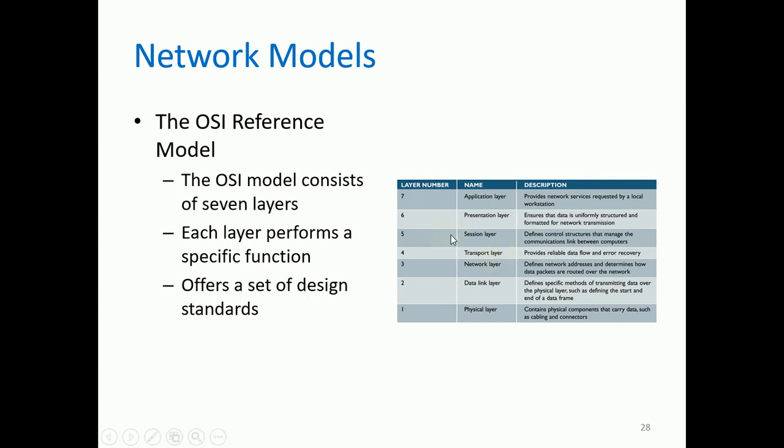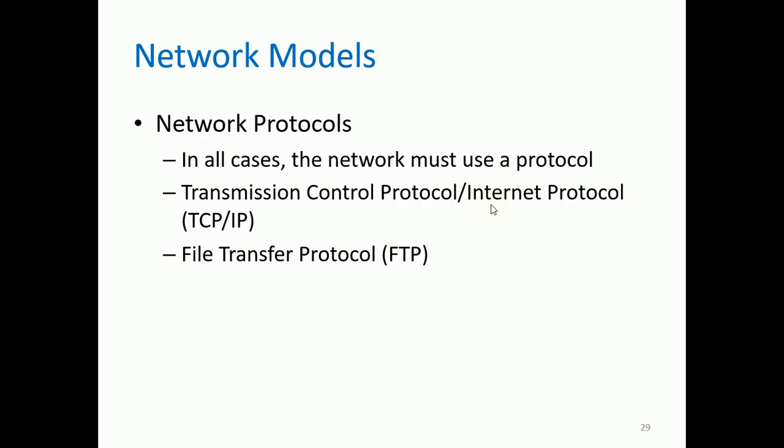Layer 5 is the session layer, which defines control structures that manage the communications link between computers. Layer 6 is the presentation layer, which ensures that data is uniformly structured and formatted for network transmission. And last but not least, layer 7 is the application layer, which provides network services requested by a local workstation. So aside from the OSI model, we have the network protocols.